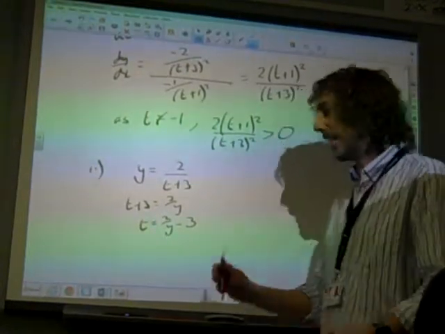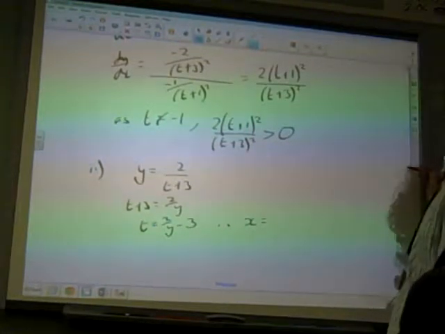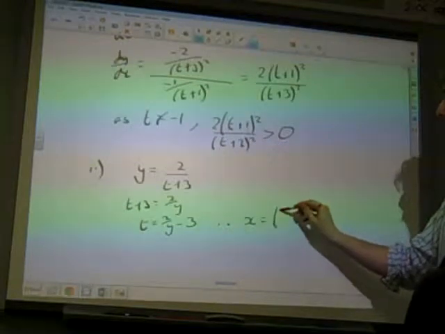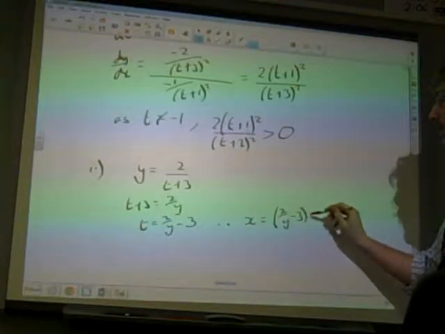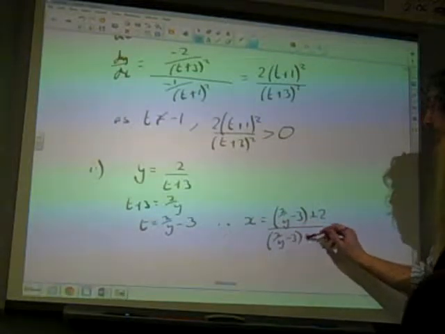So let's sub that into x. x is t plus 2 over t plus 1. So (2 over y minus 3 plus 2) over (2 over y minus 3 plus 1).